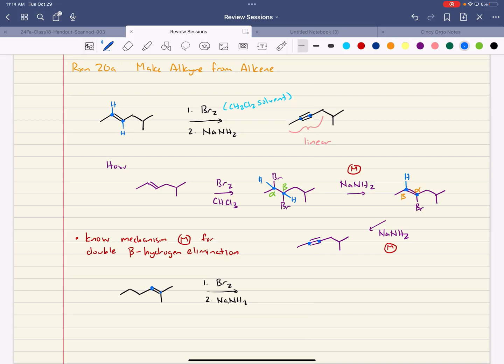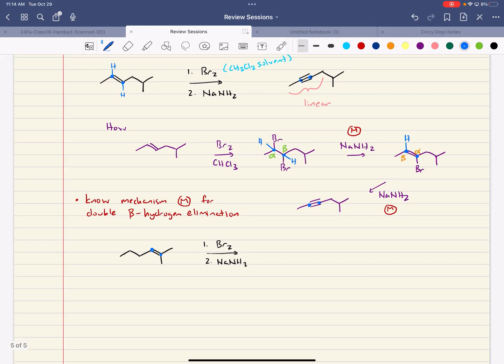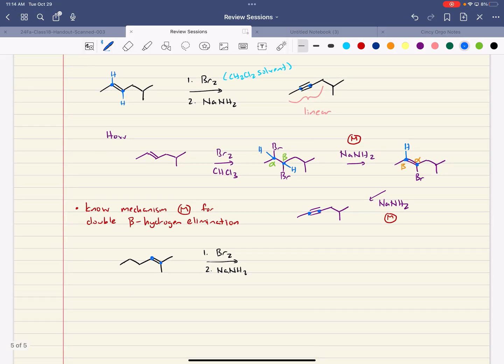Again, the only place you potentially could make a triple bond is between the dots, because that's where the bromines are going to go. But the answer here is that it cannot. Cannot make triple bond. If you try, look how ridiculous this looks.